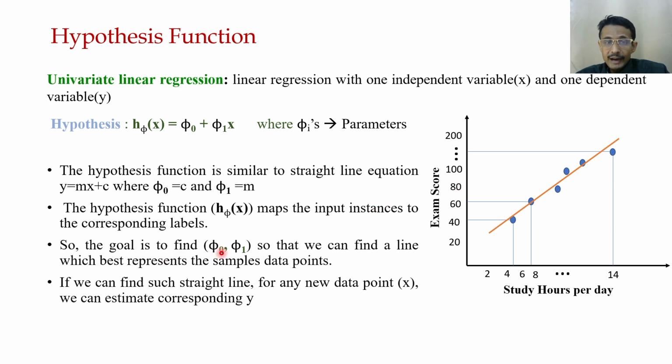The goal is to find this theta 0 and theta 1 so that we can find a line that best represents the sample data points, and that is very important. Not any straight line, but the straight line that best represents the data points. So if we get this line, then for any x not given in the data samples, we can get the corresponding y.